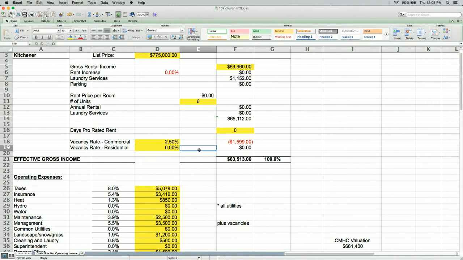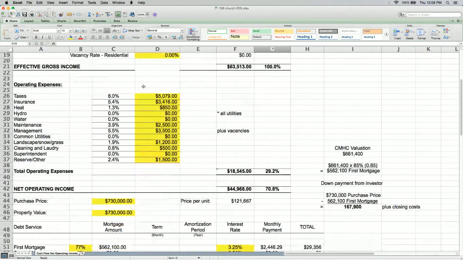So we take the gross rent number, and we add the laundry. That gives us a total of $65,112. We subtract our vacancy rate, so we're taking off about $1,600 here, and we end up with an effective gross income of $63,513.